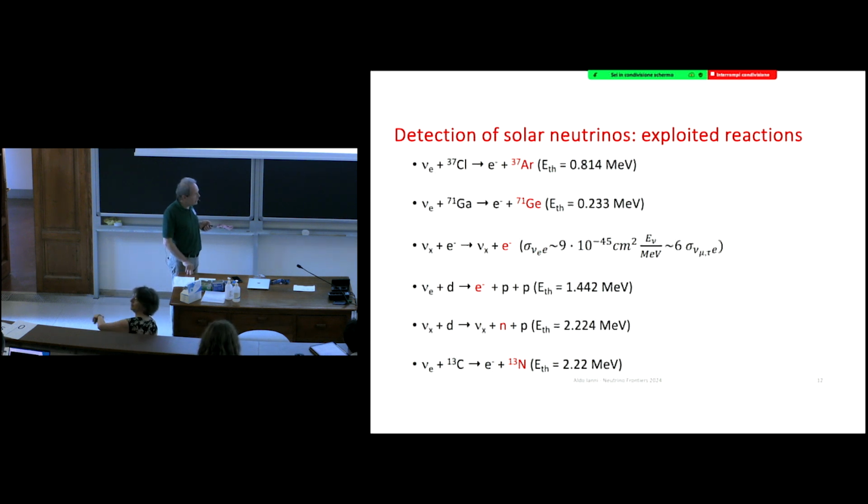Oh yeah, this was also an important measurement because most of the signal was due to pp neutrinos. So this was the first hint of the pp neutrino flux. But in the end, in the global fit, all the measurements from the different experiments are combined together, so of course they are taken into account.